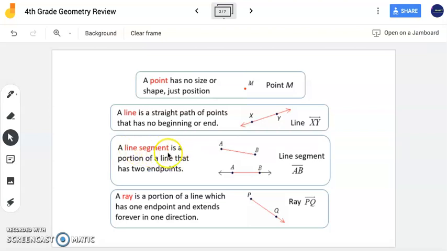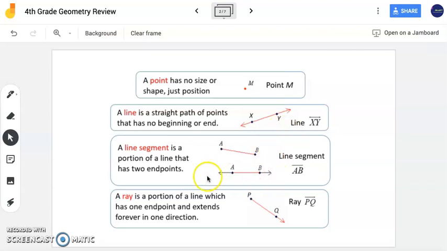A line segment is a portion of a line that has two endpoints. Here we have line segment AB. Notice this was line AB, but we took out that individual line segment, classifying it as line segment AB. And notice a line segment has a point at the start and the end because there is a set start and end point. That's what makes a line segment much different than a line.